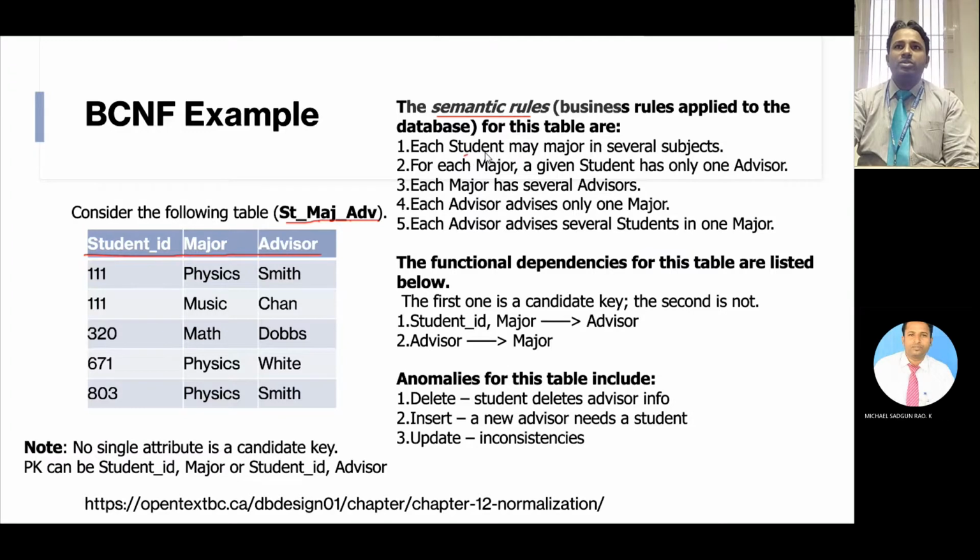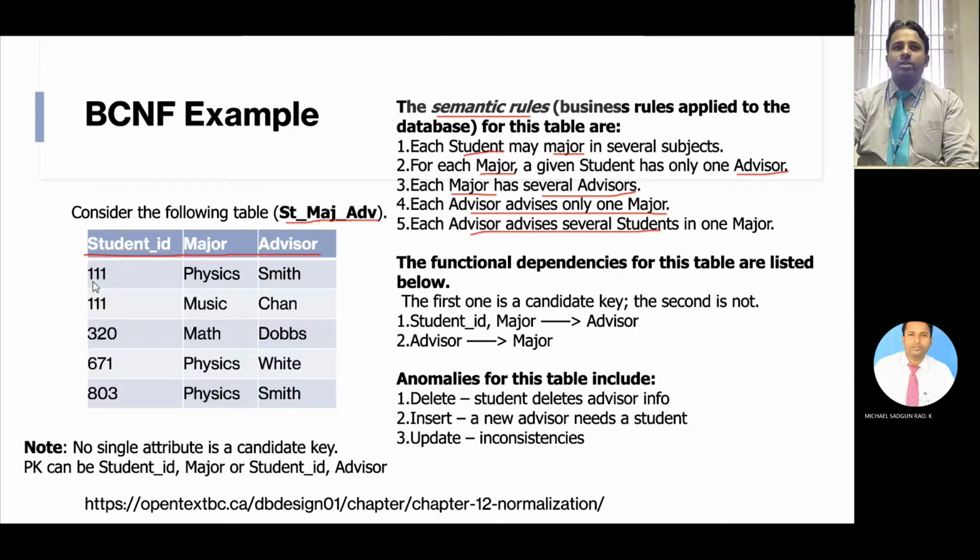The rules are: one student can take many majors, and for one major, only one advisor will be given. One major, one advisor per student. If you take one major, there can be more advisors, and when you take an advisor, they will advise only one major in this example. An advisor advises several students, meaning one advisor will teach one major to multiple students. These are the semantics to be followed here.